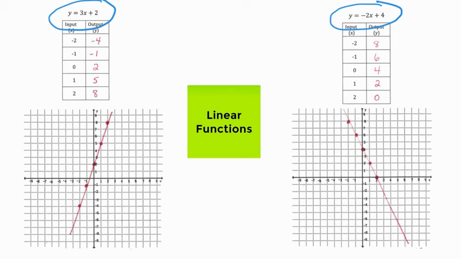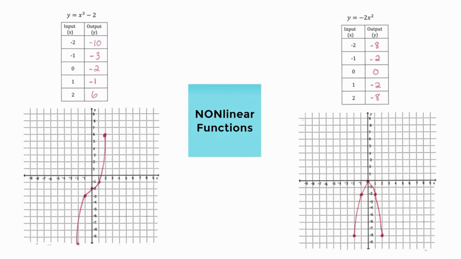So let's look really quickly at some nonlinear functions. Same thing, I have an equation at the top. I used inputs to turn into outputs by substituting them into the equation, and then I plotted them. And you can see that this equation, y equals x cubed minus 2, is not a linear function, it's a nonlinear function. It did not make a straight line. Same with this guy, y equals -2x squared. It does not represent a linear function because it did not create a straight line once we graphed it.